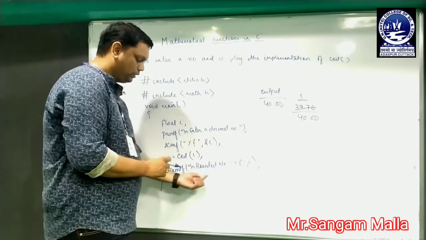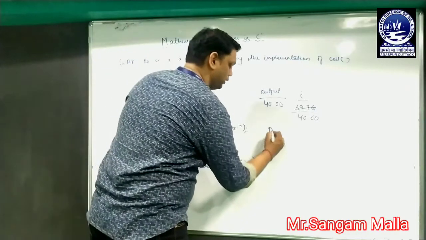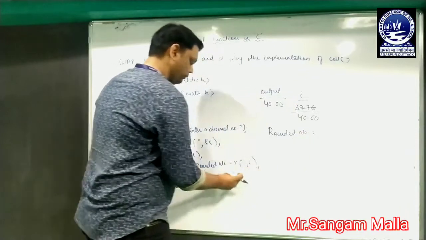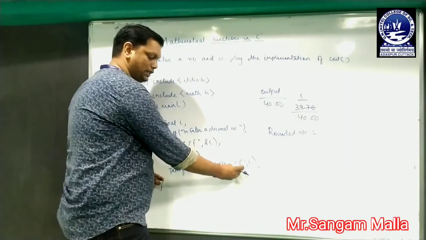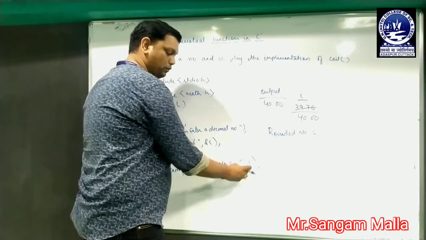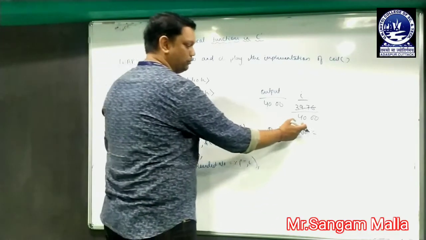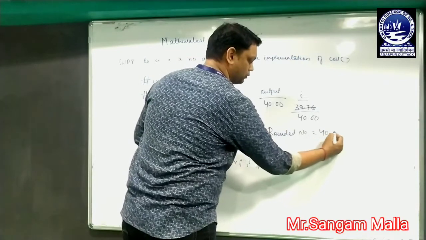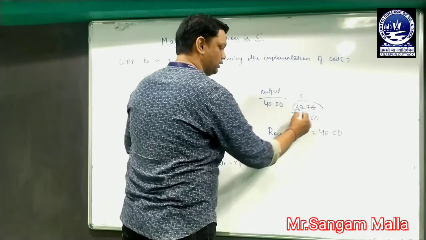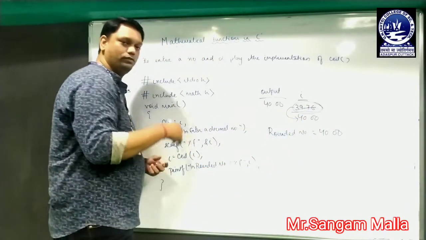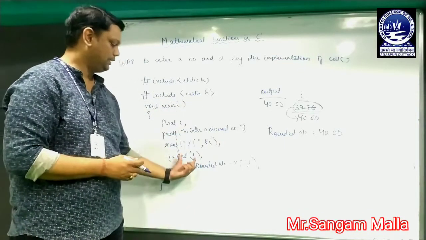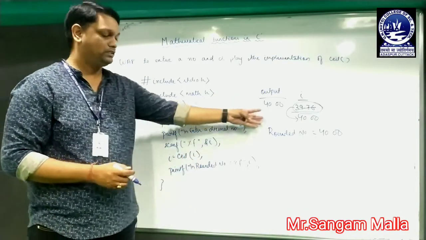Now it will come over here and print the message rounded number equal to, and in place of %f, that is the format specifier of i, it will print the value of i. So what is the value of i over here? 40.00. So you can see whatever number we enter over here, it will round it off to its higher number and print it. So this is the program of implementing the ceil function, and here is the output.